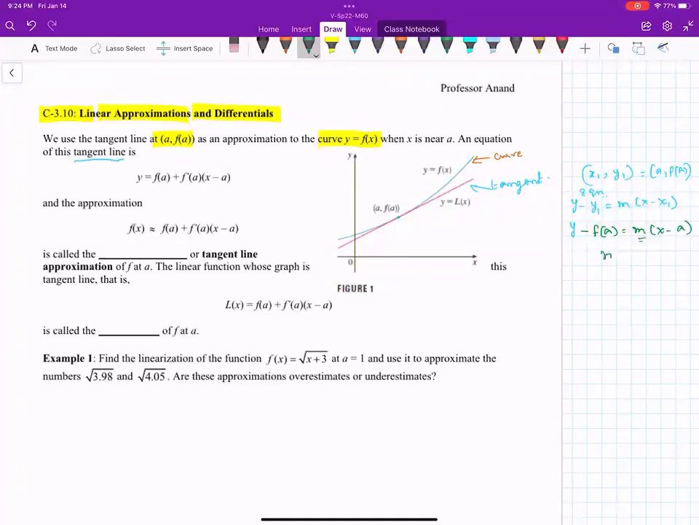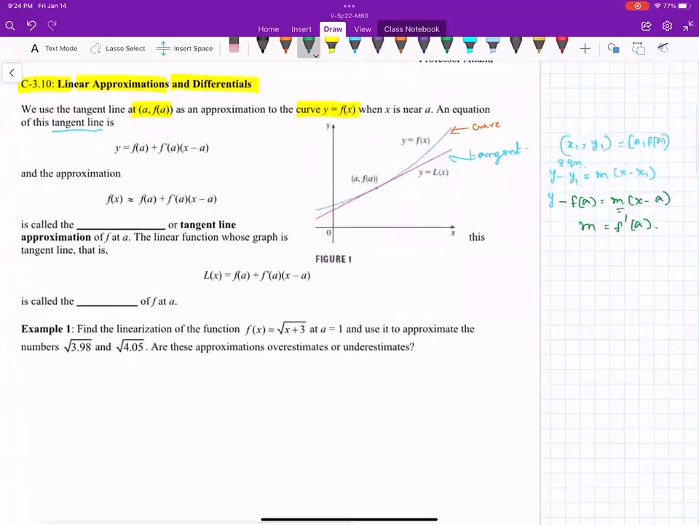But what is m though? m is, after all, the derivative at a. Slope is nothing but the derivative. We have seen that many times now. So y - f(a) = f'(a)(x - a). If you move the f(a) to the other side, it becomes y = f(a) + f'(a)(x - a). So the equation of the tangent line at (a, f(a)) can be written as y = f(a) + f'(a)(x - a).